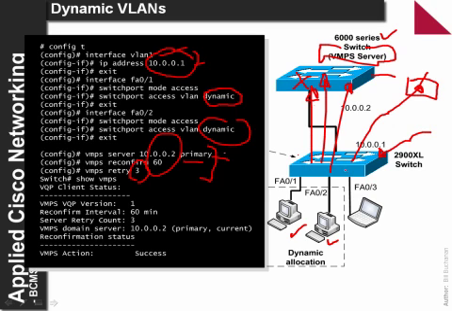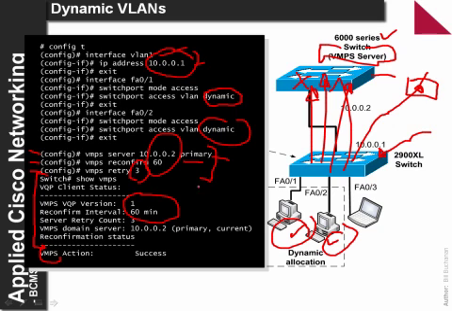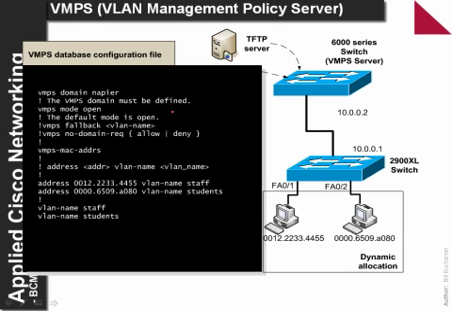The reconfirm will go back every 60 minutes in this case and reconfirm the allocation of the VLAN just in case that it's been allocated to another VLAN. So these commands define the VMPS server for reconfirm and retry, and then when we say show VMPS, it shows us the basic details of the VMPS server.